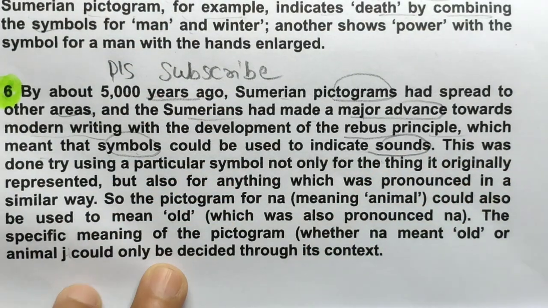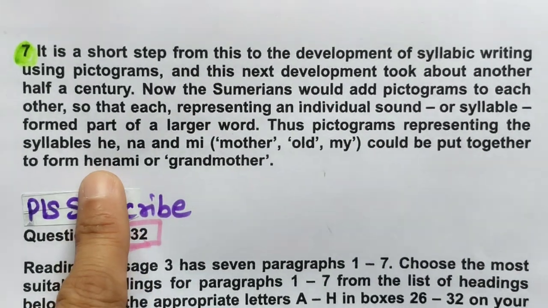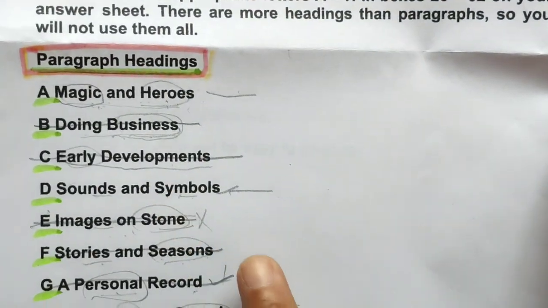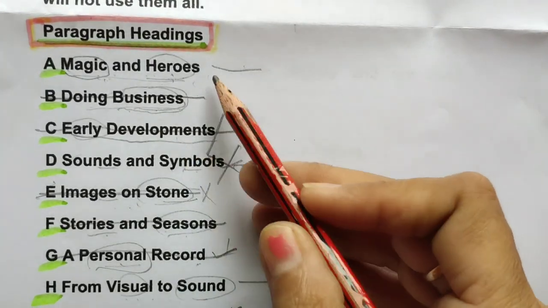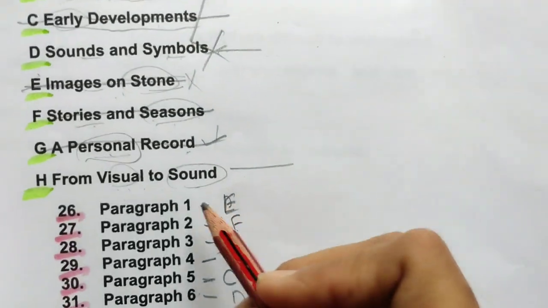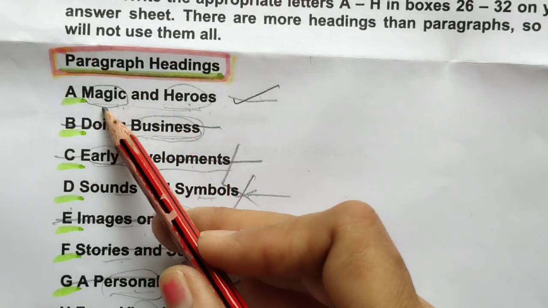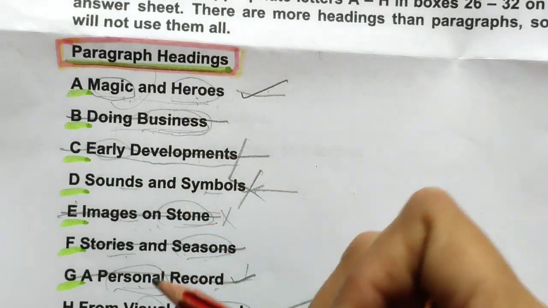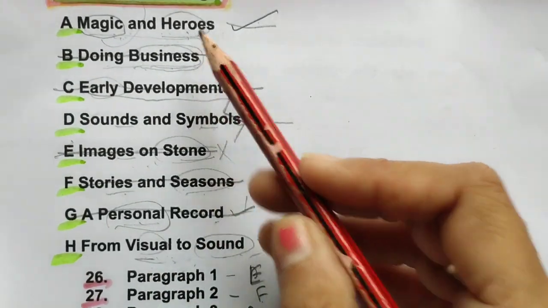Now let's move to the last paragraph. Now we have 2 options left for the 7th paragraph. This also we have selected, this also, and magic and heroes and from visual to sound. So I think this will come, because this we have negated in the 2nd paragraph, but let's read whether it is matching with this or this.